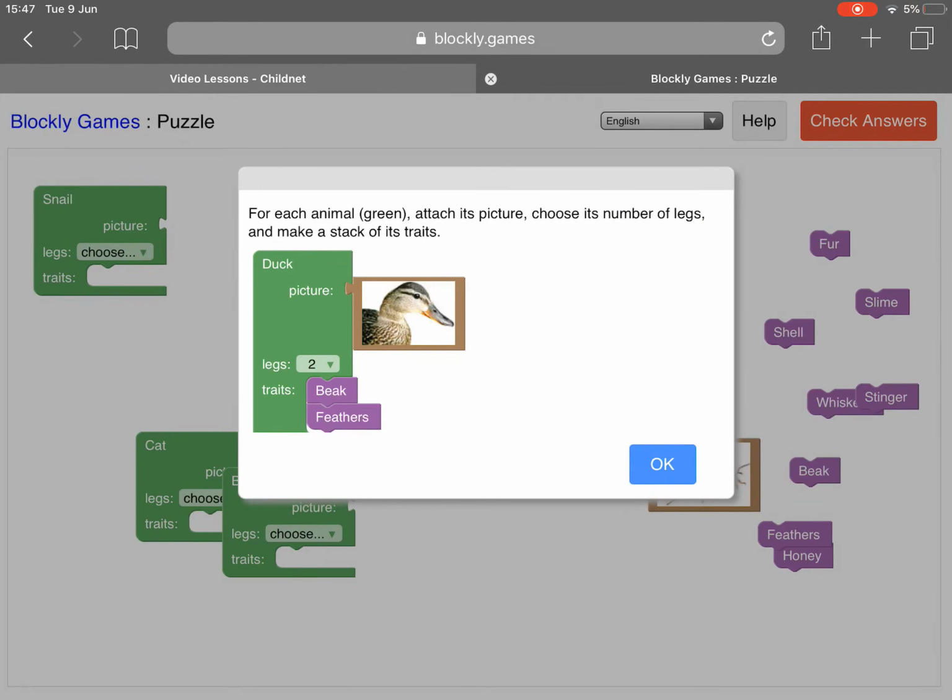So what you get is a little green block, and then you get some animals, and you have to choose what traits the animals have got. Some people say traits, but it depends whether you pronounce the T. So if you look at the duck, it's got a beak and feathers and two legs.